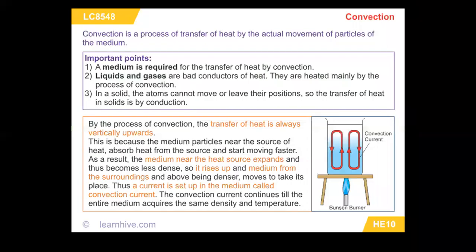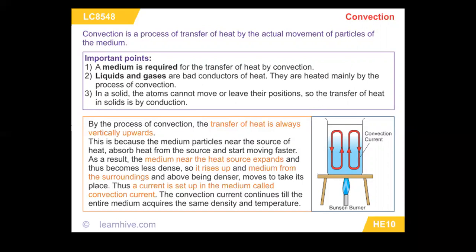The summary of convection. Convection is a process of transfer of heat by the actual movement of particles of the medium. We have 3 important points. Number 1, a medium is required for the transfer of heat by convection. Number 2, liquids and gases are bad conductors of heat. They are heated mainly by the process of convection.